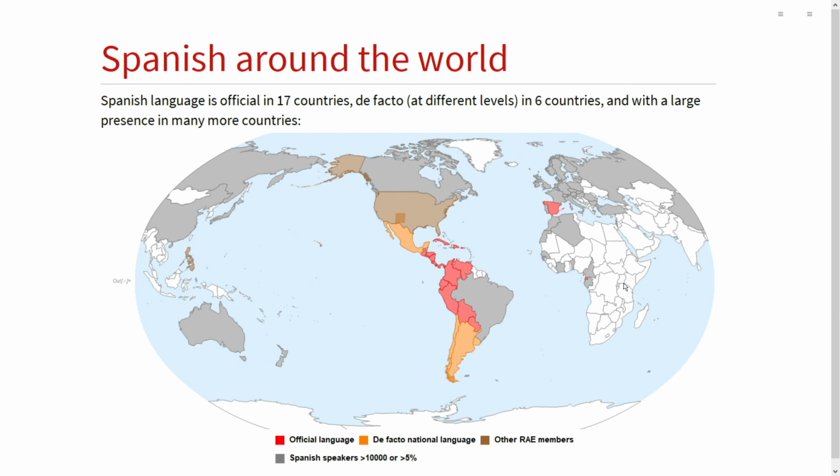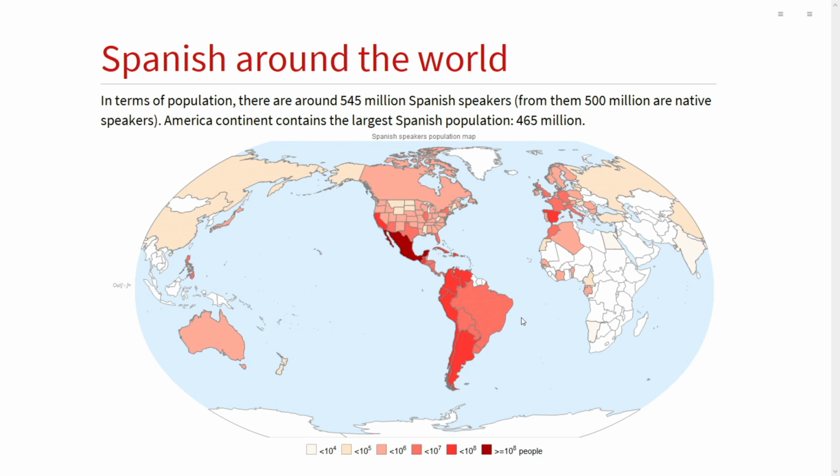And also, the Philippines and United States are members of the RAE, which is the official organization that tries to not impose, but to put all the rules about Spanish. We can see a heat map of populations. Mexico, of course, is the largest country speaking Spanish, and the US is actually the second country speaking Spanish, with more than 50 million, so I split them by state. So there are states with more speakers than even any Central America country.